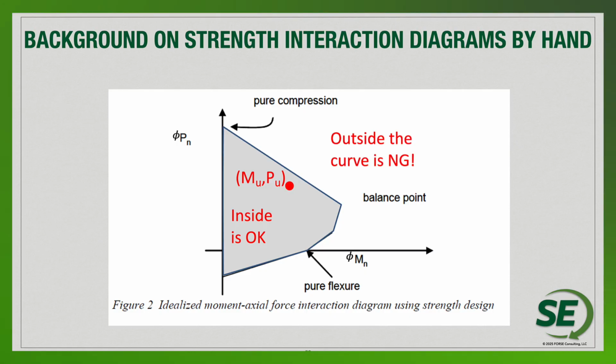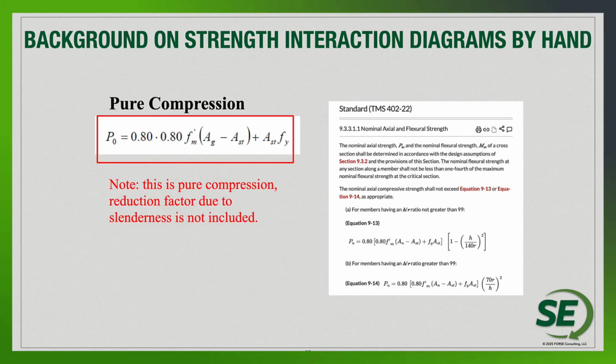So again, let's see how we can build this curve to determine what the overall capacity would be. One of the first points that you would look at is pure compression. We're not going to be looking at any slenderness factors. We're going to be looking at pure compression, overall maximum capacity. It's going to be based on the equations that you see from the code on the right. Looking at 0.8 times 0.8 times the f'm times the overall masonry compression area minus the small amount of reinforcement that you would need.